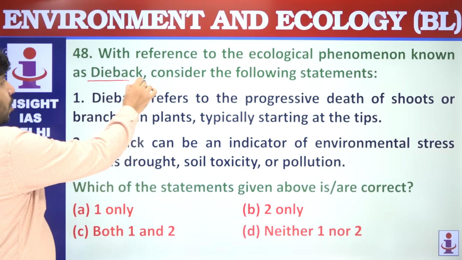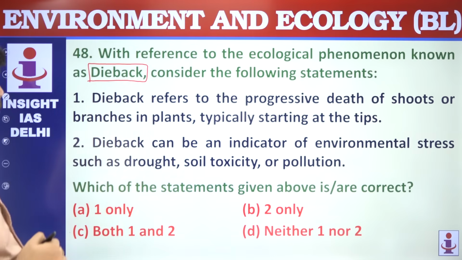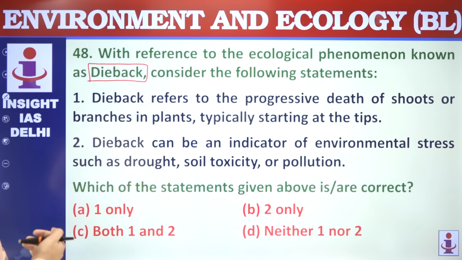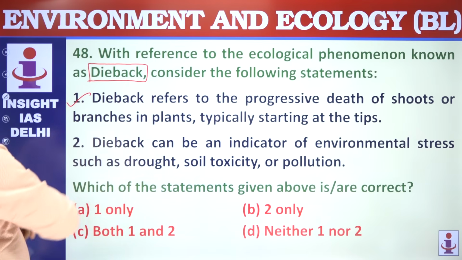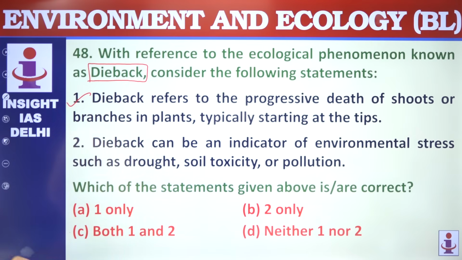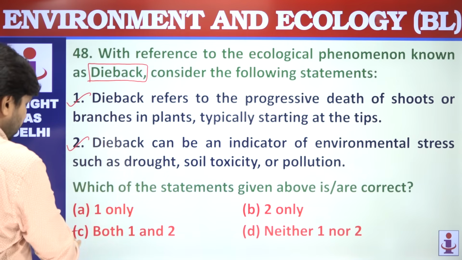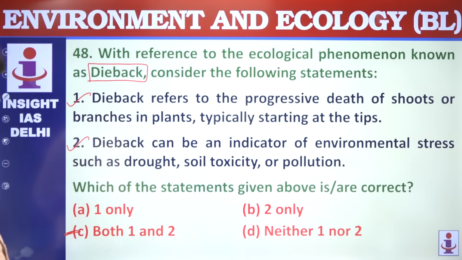Dieback. One question on dieback. Very good term. Dieback refers to progressive death of shoots or branches in plants. Statement 1 is correct. Dieback can be an indicator of environmental stress. Yes, this is an indicator of environmental stress. So both these statements are correct.